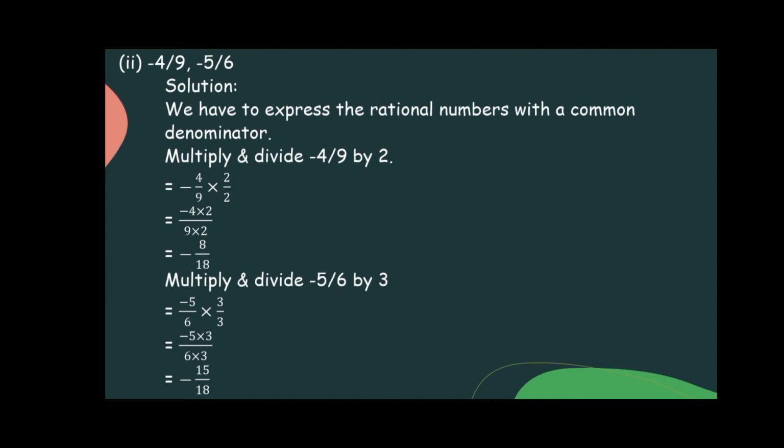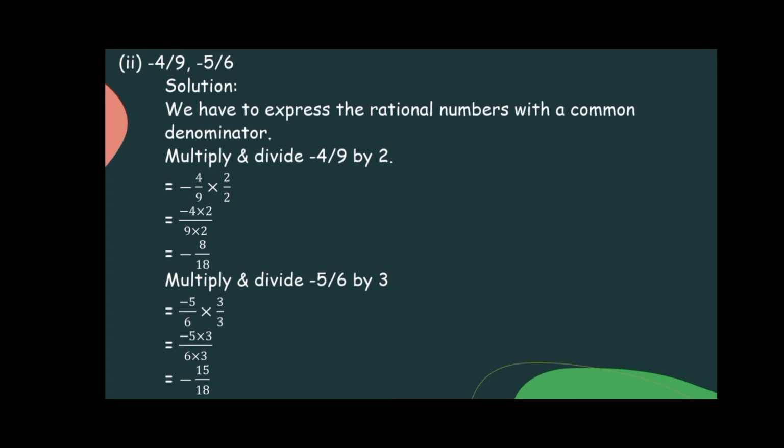So first we have to express the rational numbers with a common denominator. Now choose the first fraction first. Multiply and divide minus 4 by 9 by 2. If we multiply this fraction by 2, let's talk about the denominator only right now. Okay, forget about the numerator. If we multiply this 9 by 2, we'll get 18, right?